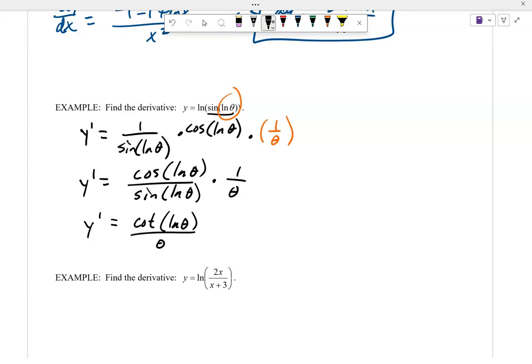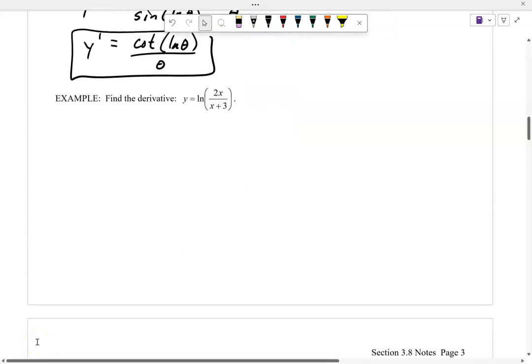This is all over theta. So we got cotangent of the natural log of theta all over theta. On this next one here, I would go ahead and use those log properties.